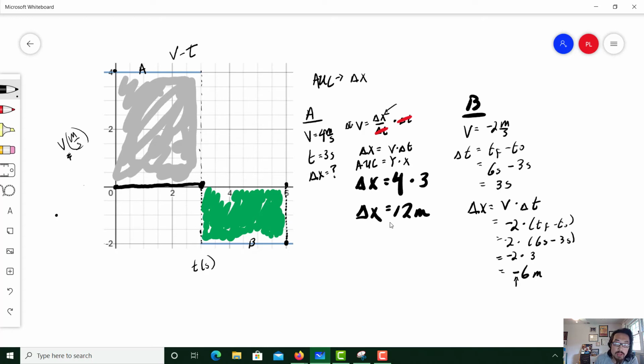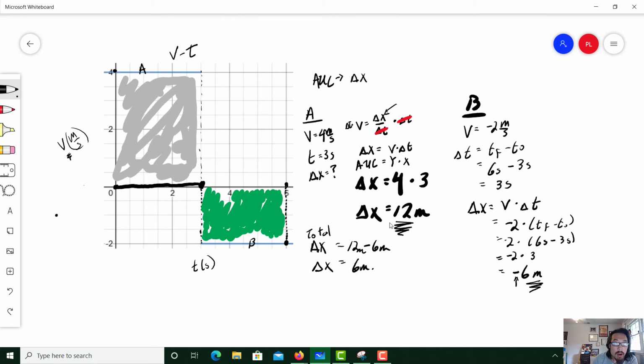All right. So in trip A, this object traveled for a total of 12 meters. That was the displacement. And for trip B, the displacement was -6 meters. So if I were to ask you, what is the total displacement? All we would have to do is add up these two numbers. It would be 12 minus the 6. So this object had a total displacement of 6 meters.